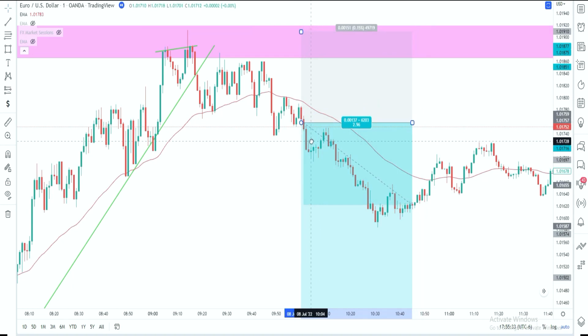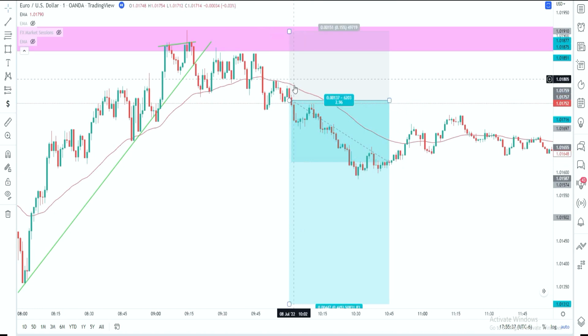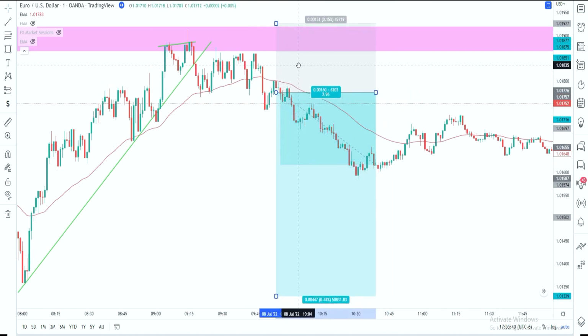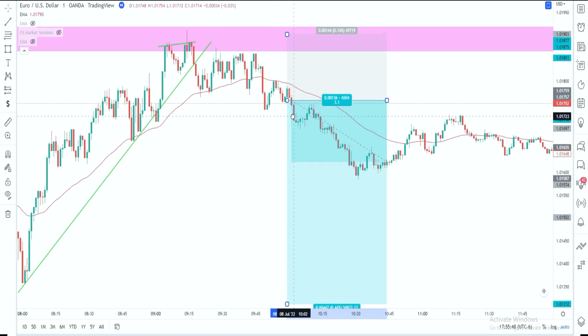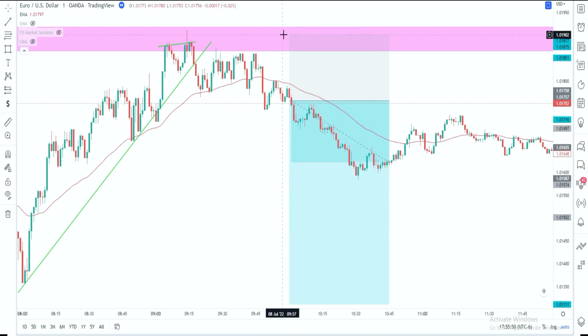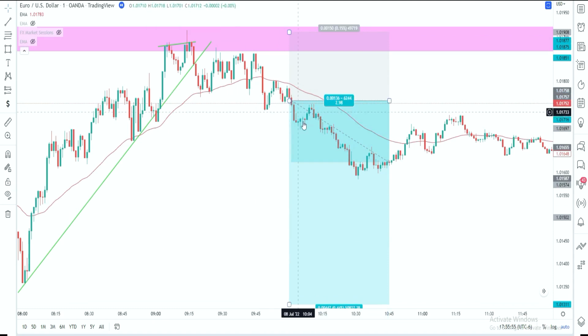I would prefer this as my rejection of the 50. If you want to be more aggressive, you can always go for something like that if you see any form of bearish momentum. If you want to be a little bit more picky, a little bit more conservative, then you'll wait for something else to happen.